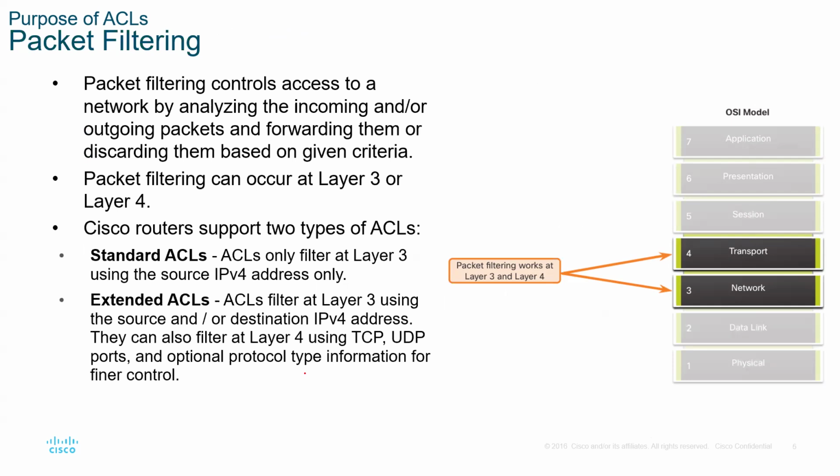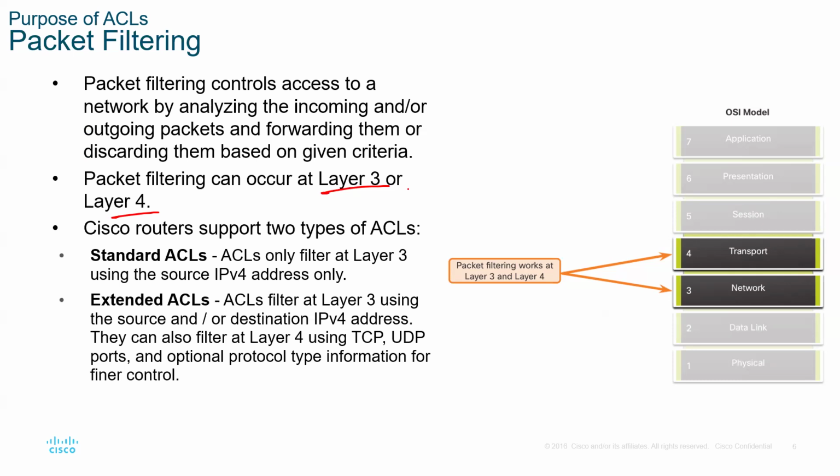Packet filtering. Packet filtering controls access to a network by analyzing the incoming and outgoing packets, forwarding them or discarding them based on given criteria. So basically, filtering occurs by examining what is in layer 3 and what is in layer 4. Obviously, in layer 3 we have IP addresses, and in layer 4 we have port numbers. So by analyzing what is in layer 3, we can define standard ACLs.